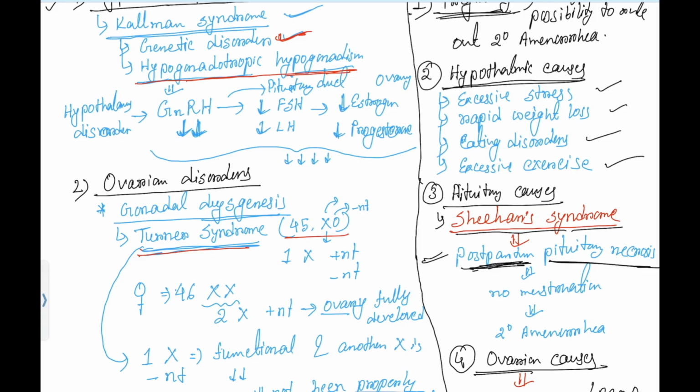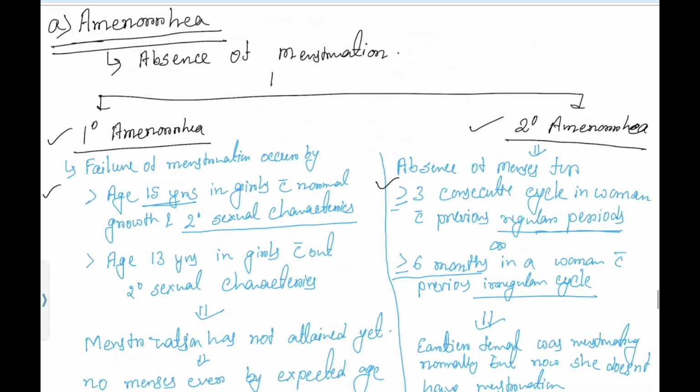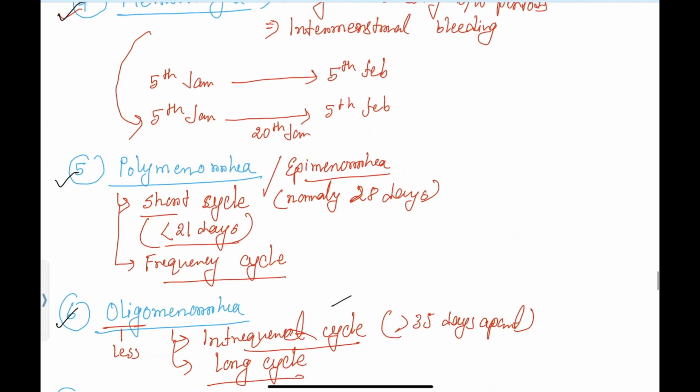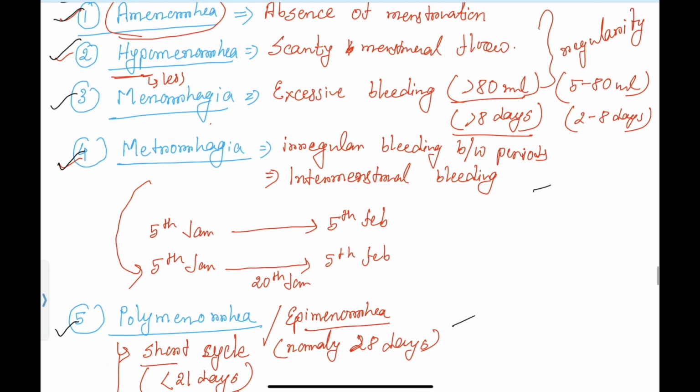Okay, in the next part we will be discussing the remaining menstrual disorders like dysmenorrhea, its classification, oligomenorrhea, premenstrual syndrome, polymenorrhea. Those are the small topics we will cover in the next part.